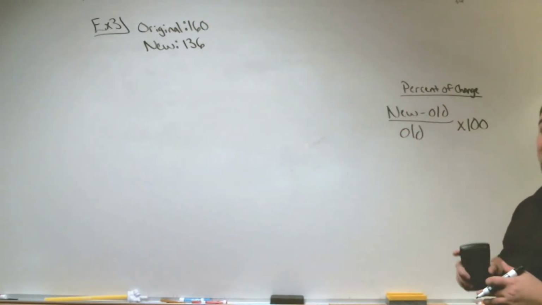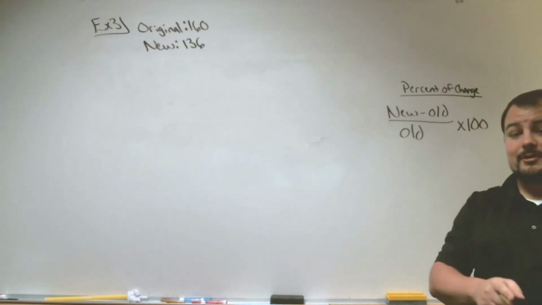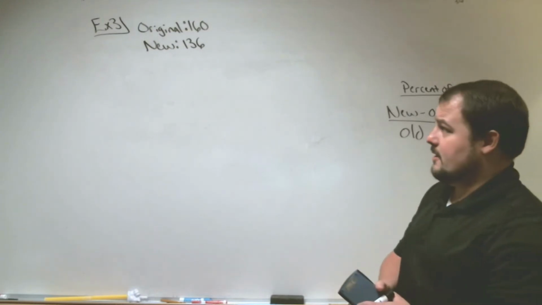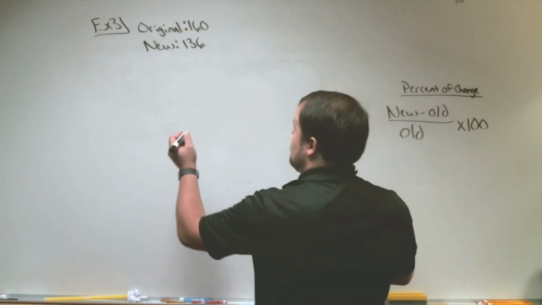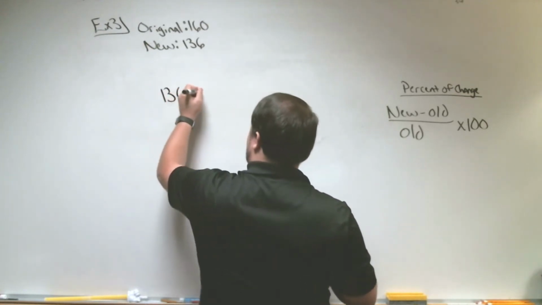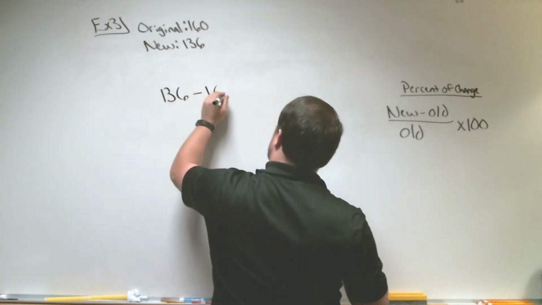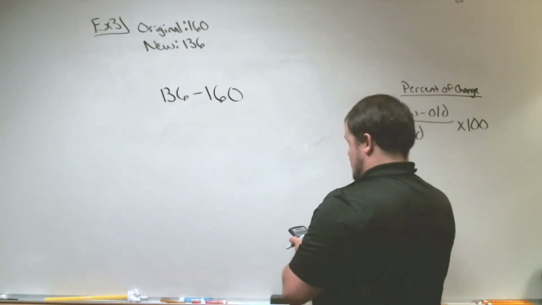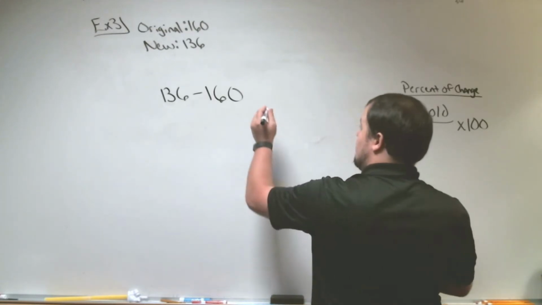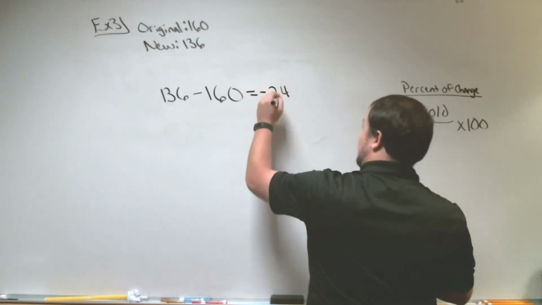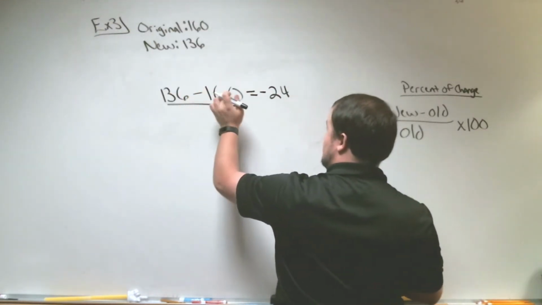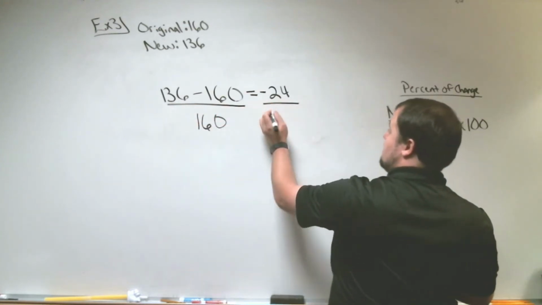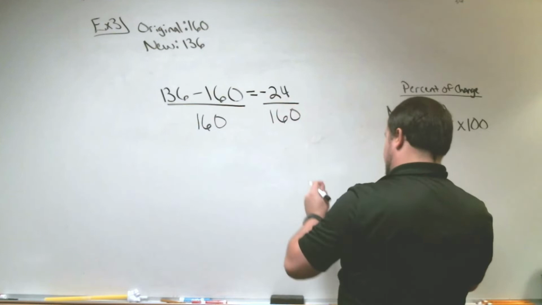So we're going to use these numbers here to find a percent of change. Our percent of change has been this equation the entire time. The new number minus the old number divided by the old number. We take the decimal, we times it by 100. So in this problem here, the new number is 136. We subtract the original number, which is 160. So we're going to figure out what this number is first. 136 minus 160. This is equal to negative 24. Now, new minus old divided by the old, which is 160. So we're actually taking a negative 24 and dividing it by 160.